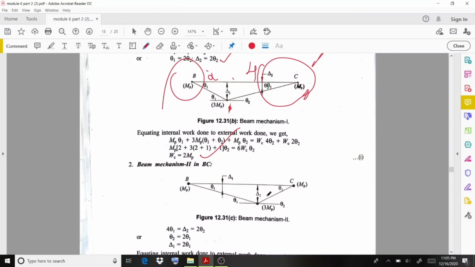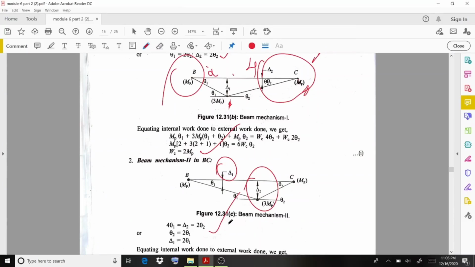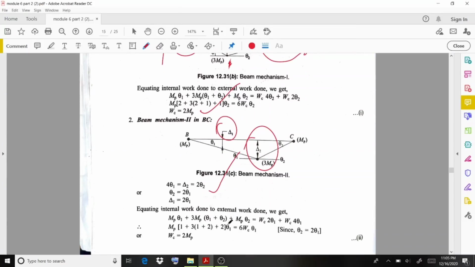So such that the deflections happen in this way, delta 1 and delta 2 respectively. The procedures are very same. If you consider this triangle, that is 4 theta 1 equals delta 2 equals 2 theta 2. Okay, just considering those triangles.